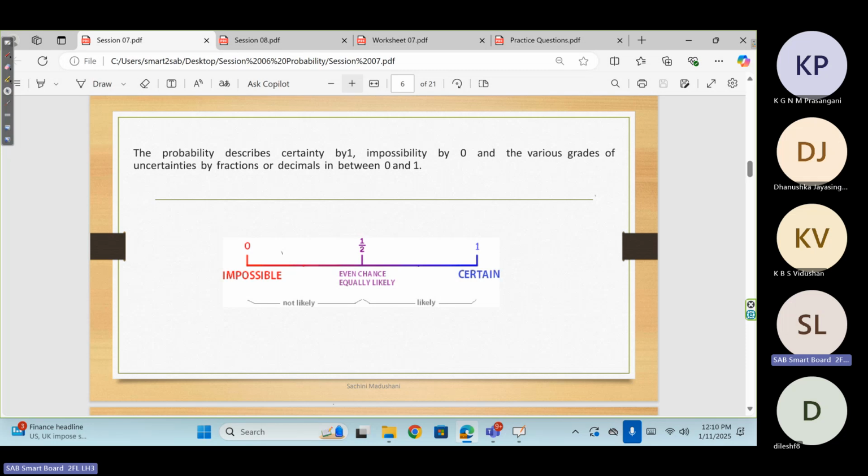Impossible, we can assign 0. Certain, it means 100% sure, then we can assign the number 1. It means we always provide the numerical measures of the uncertainty by fractions or decimals between 0 and 1. We can assign any values between 0 and plus 1. Understood? Here we cannot get a negative value or a value greater than plus 1. Understood? Okay.